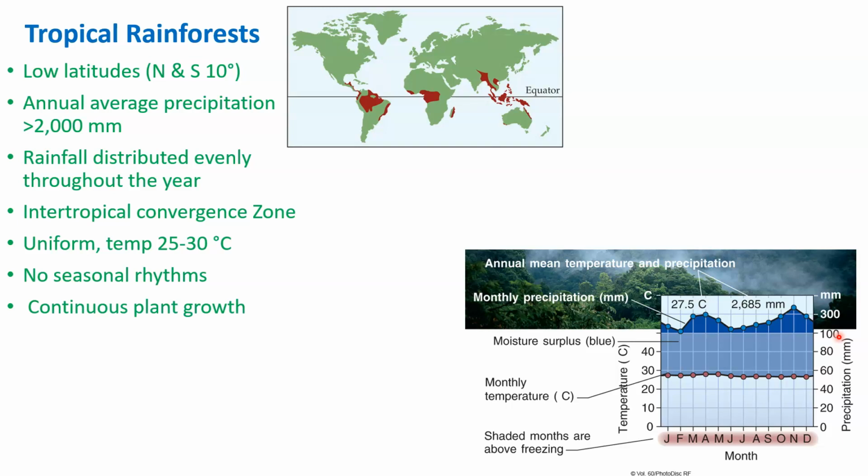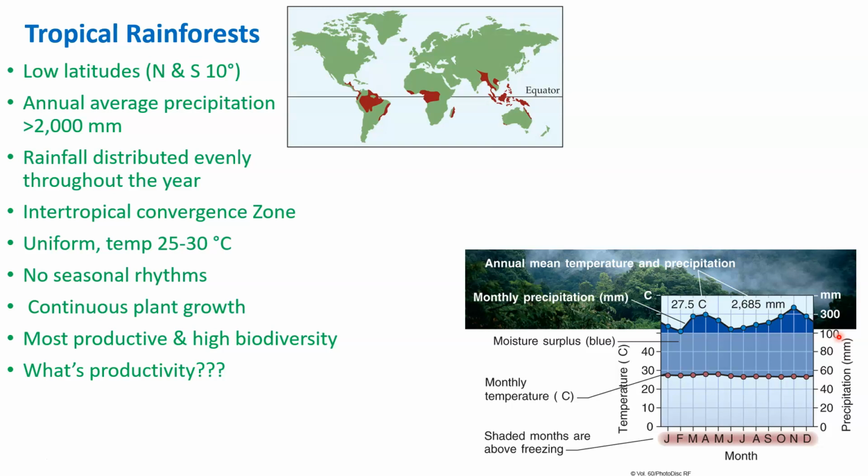Because of the aseasonal nature, the uniform year-round temperature, and the surplus moisture, you are going to have continuous aseasonal plant growth. You will not see a growth season, because a plant can grow any day of the year, because the temperature favors that. These are extremely productive ecosystems, one of the most productive ecosystems on the planet. And because of the high productivity, the uniform temperature, and moisture surplus, tropical rainforests are also extremely high in biodiversity.